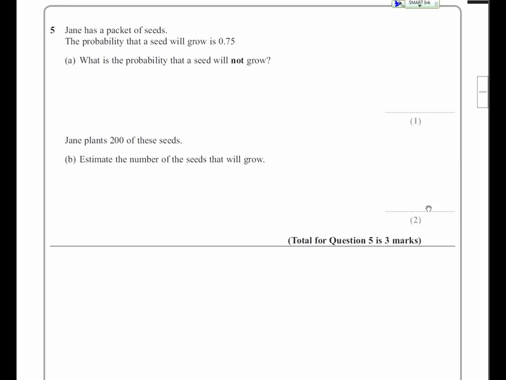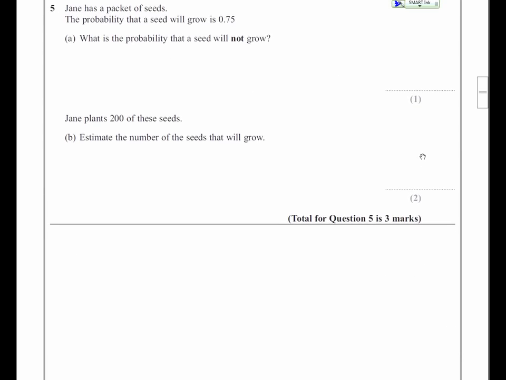Okay. Question 5. Jane has a packet of seeds. I wonder what seeds they are. The probability that a seed will grow is 0.75. What is the probability that the seed will not grow?